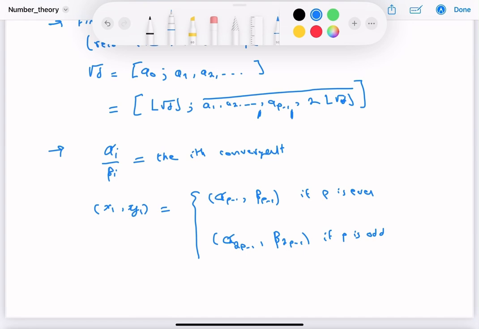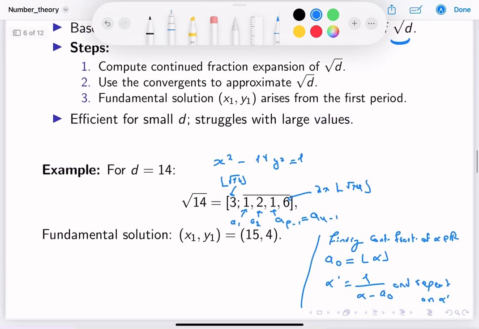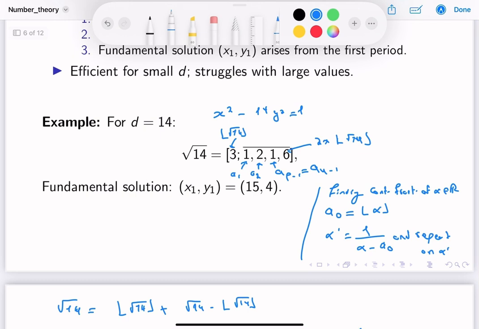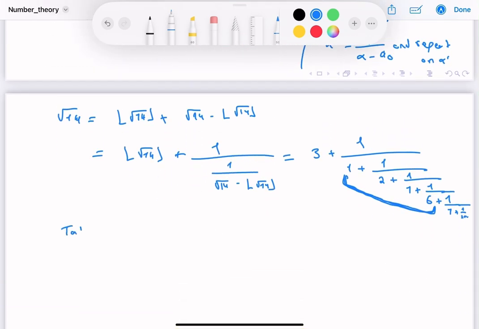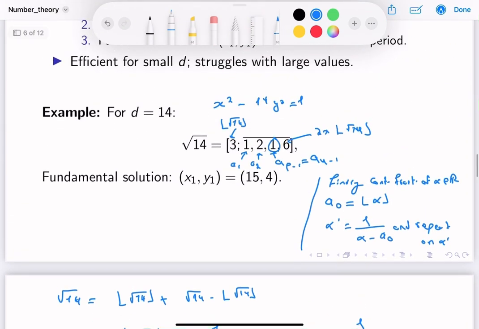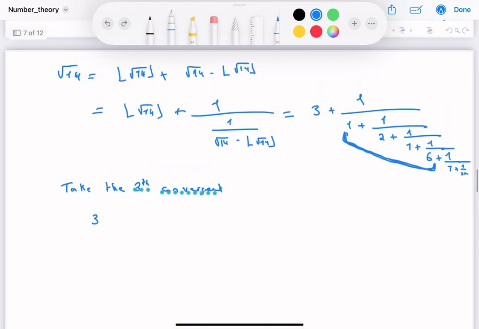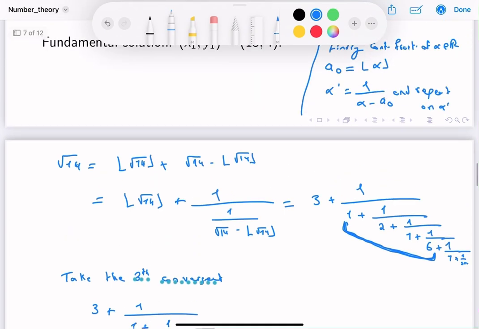We're gonna take the (p minus 1)th convergent to be the thing that gives the fundamental solution. In other words, if we take the (p minus 1)th convergent, the 3rd convergent, we're gonna stop at this coefficient, and if we do that, this convergent is gonna give us this thing, 1 over 1.